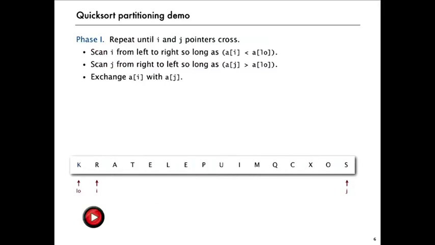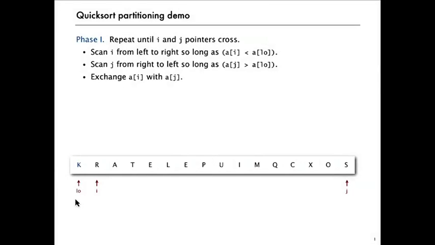So let's look at a demo of how Quicksort partitioning works. The idea is to arbitrarily choose the first element to be the partitioning element. Since we shuffled the array, that's a random element from the array. And then we're going to maintain an i pointer that moves from left to right and a j pointer that moves from right to left. Let's look at how it works in the demo.